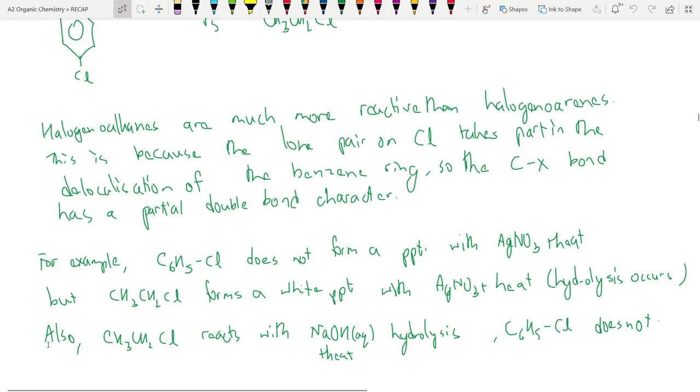For example, C6H5Cl, chlorobenzene, basically does not form a precipitate with AgNO3, silver nitrate. It does not form the silver chloride white precipitate when we heat it. But the alkyl chloride does produce a white precipitate with AgNO3 at room temperature slowly, and if we heat it, it almost forms the white precipitate immediately, right? Also, we can hydrolyze the alkyl chloride using NaOH aqueous plus heat, but we cannot hydrolyze the aryl chloride.